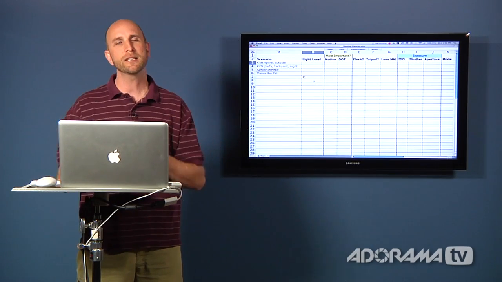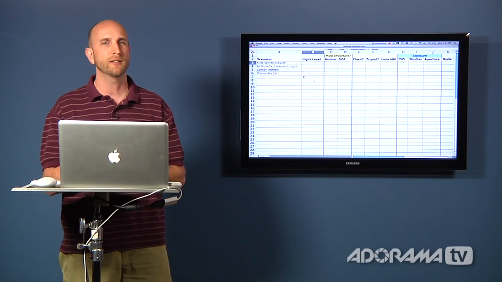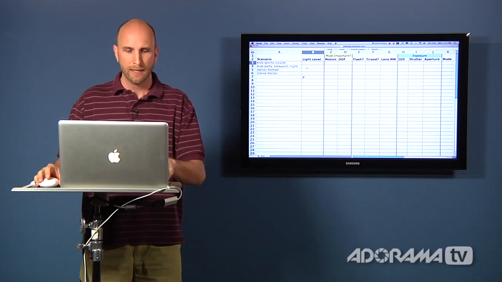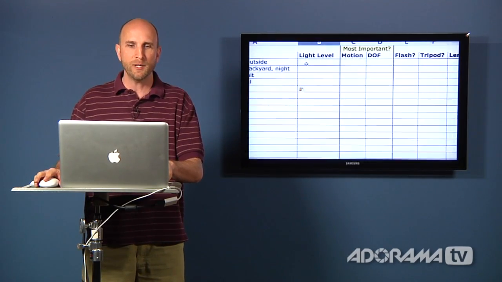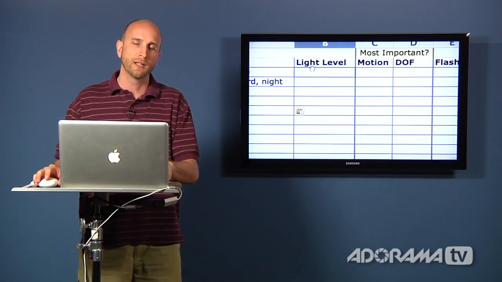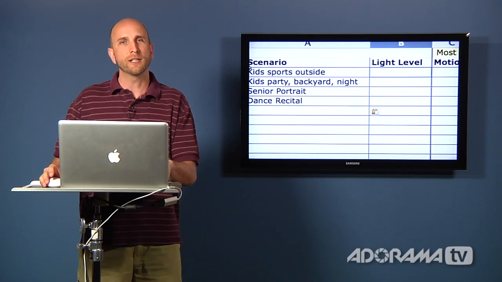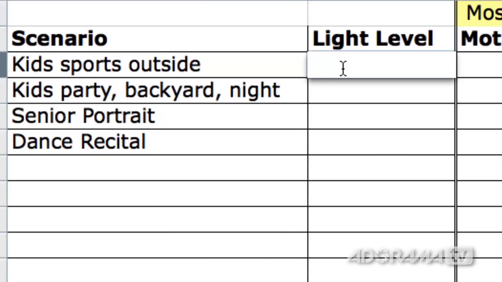And again, you'd be doing this in your brain, but working it out in a spreadsheet will help you think through how to ask questions. So the first thing we're going to look at is the light level. In other words, how much light do we have to play with in this situation? So that very first situation, again, we're talking about shooting kids outside. So we're going to say it's very bright.